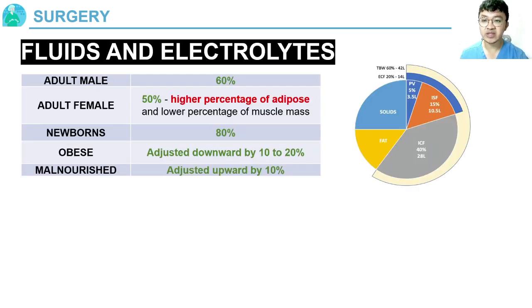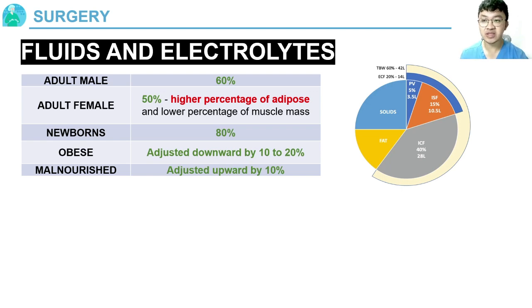We're talking about your fluids and electrolytes. It's also again important to discuss the total body water. According to demographics, males have higher percentage total body water as compared to females. Males have 60%, while females have 50%.